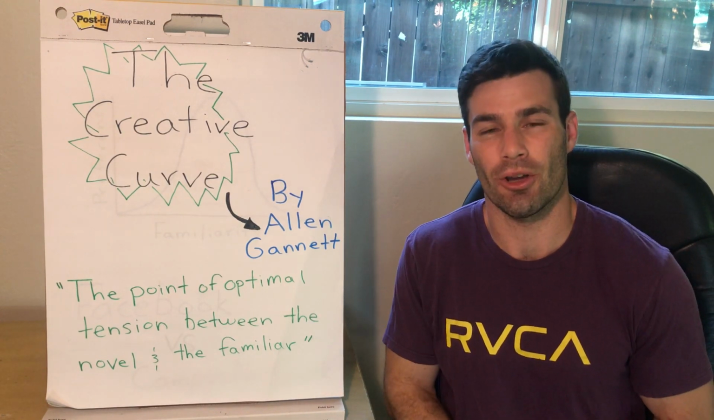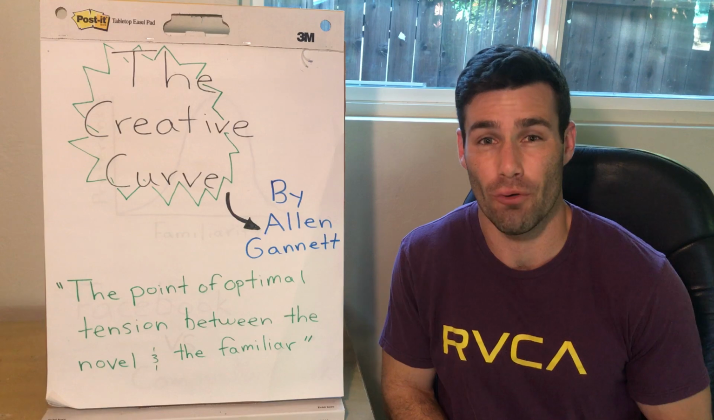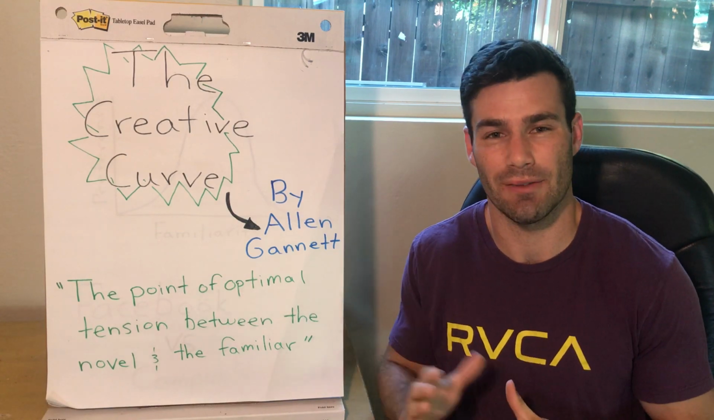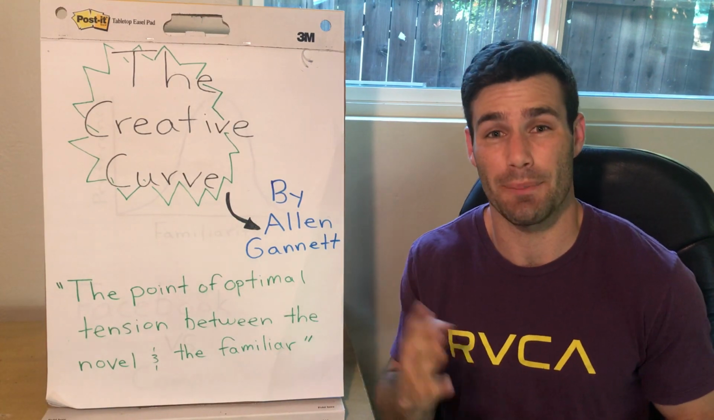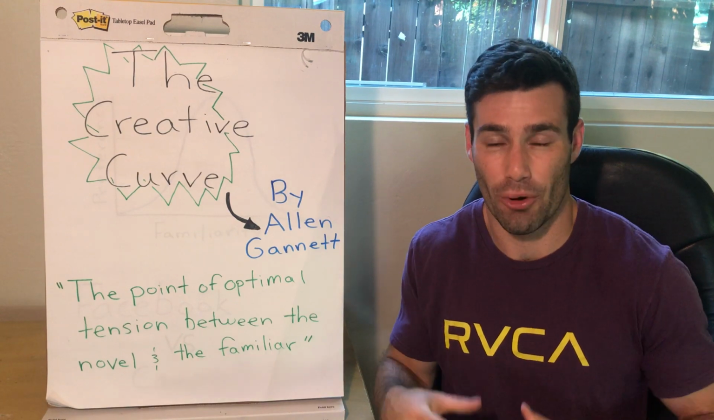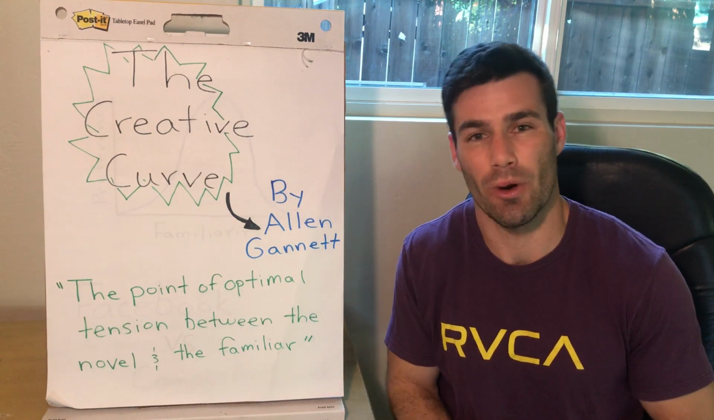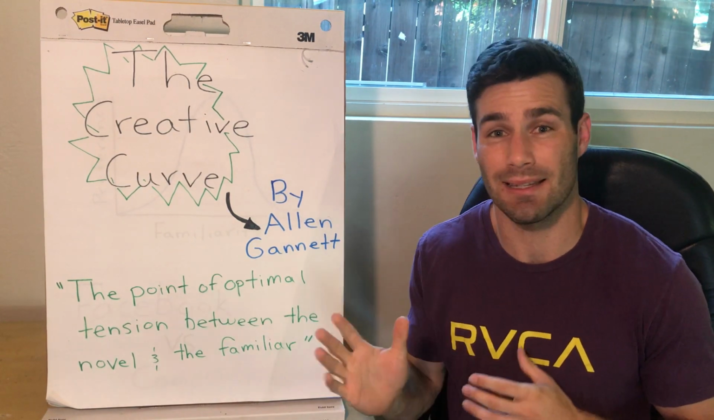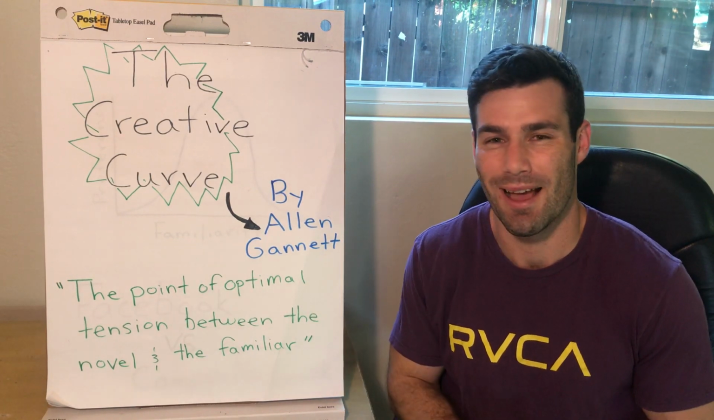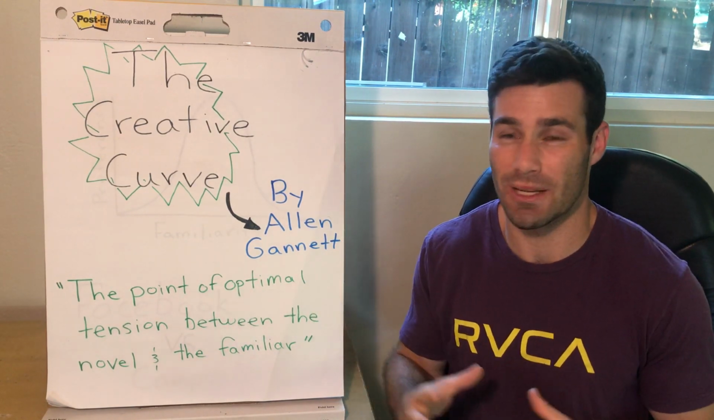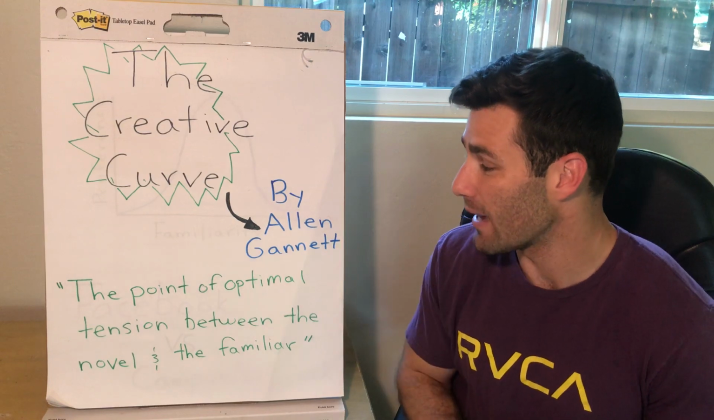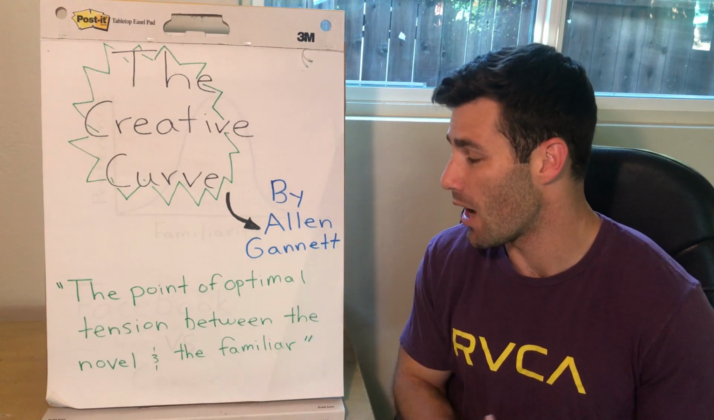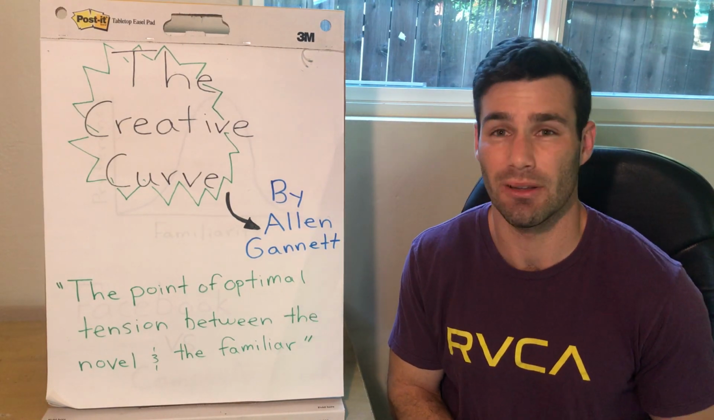Well, Alan Gannett argues the opposite, that there's actually a formulaic approach that you can take toward creativity, and there's actually 4 steps that he identifies as part of the creative process that helps anyone become creative. But I'm going to get to that in a little bit. First, I want to talk about the core concept, which is this quote here, that creativity is the point of optimal tension between the novel and the familiar.